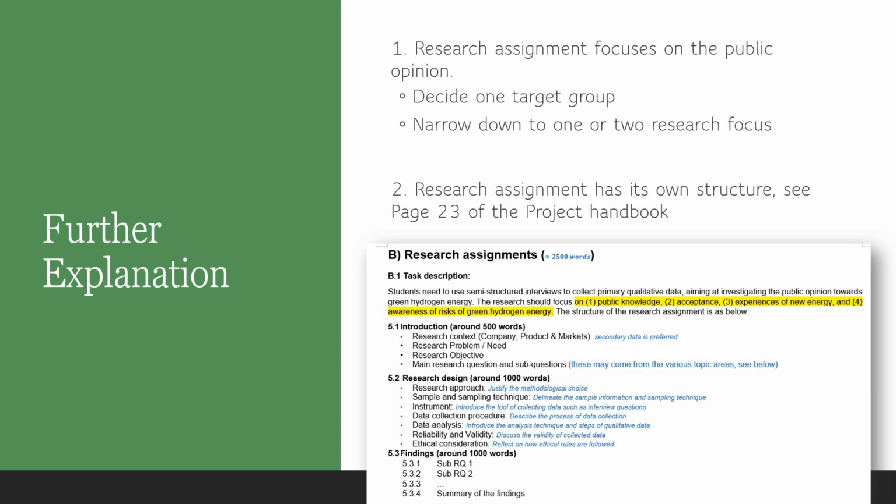And the third part is about the findings. The findings part is very easy to organize. Just organize them according to the sub-research question. And after you present the findings, then you present the summary of the findings. And this summary of the findings should echo your main research question in 5.1.